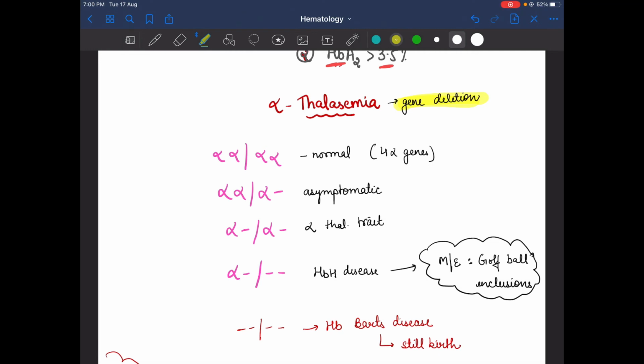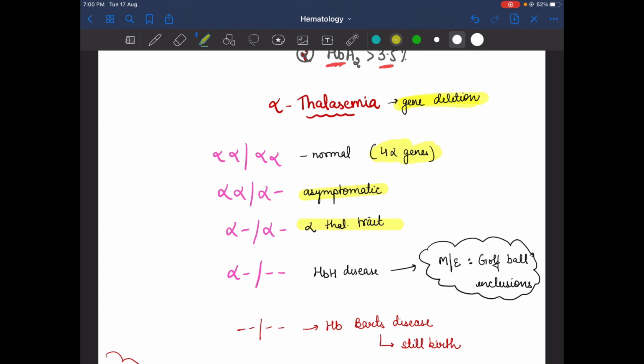Normally 4 alpha genes are present. If there is deletion of one alpha gene, it is asymptomatic. If there is alpha dash present, it means alpha thalassemia trait is there.